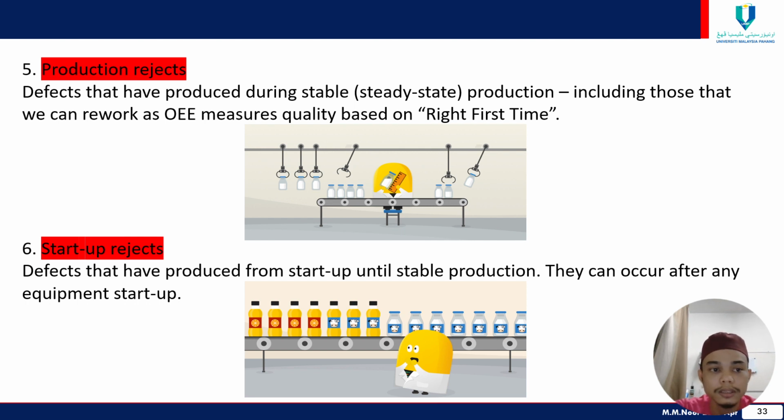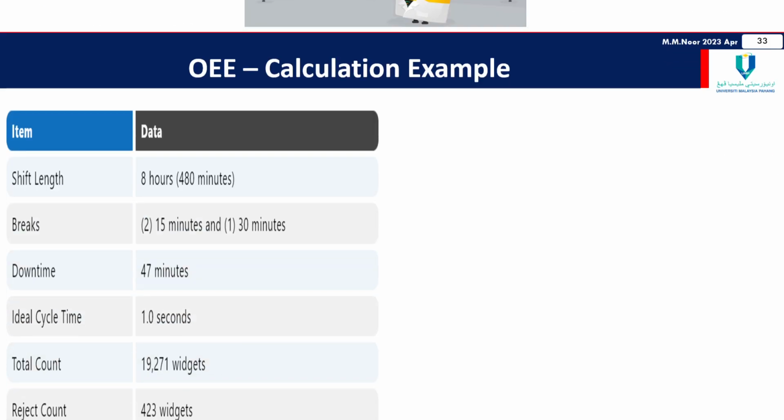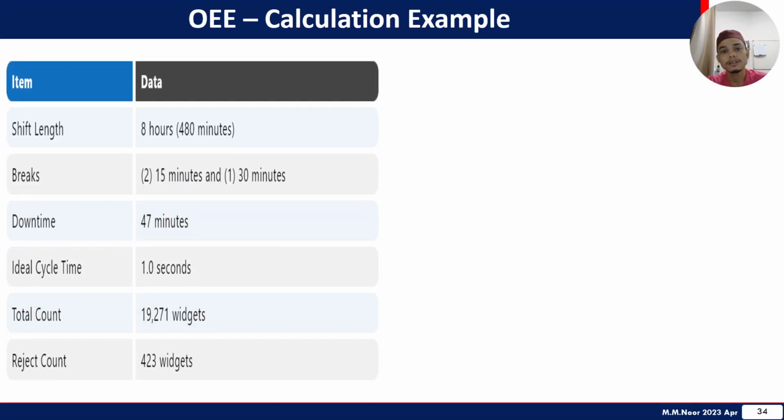Next, production reject: defects produced during stable production, including those that we can rework, as OEE measures quality based on right first time. Startup reject: defects produced from the start until stable production. They occur after any equipment startup.